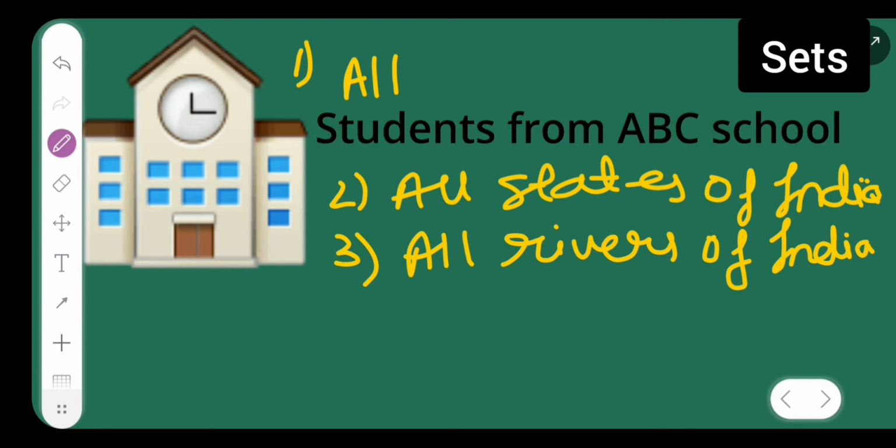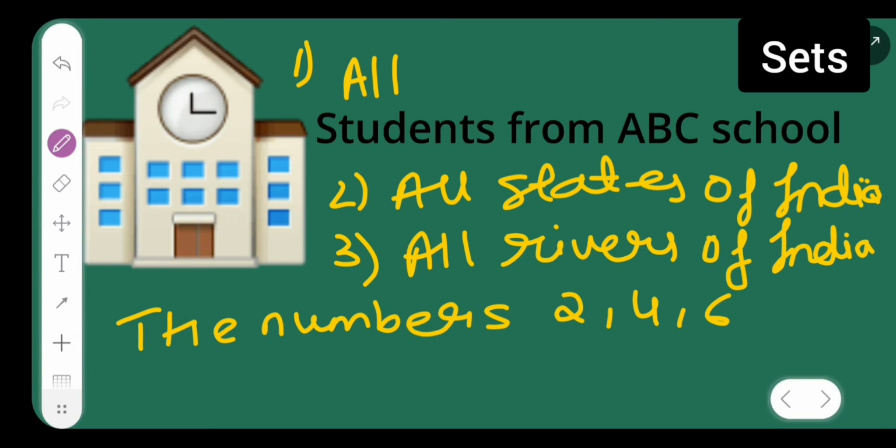Then one more example regarding numbers: 2, 4, 6, etc. Now these are the even numbers, right? So if I ask you, is 3 a member of this particular set? No, because 3 is an odd number, so it does not belong to this particular set. So these are a few examples of members of a set.